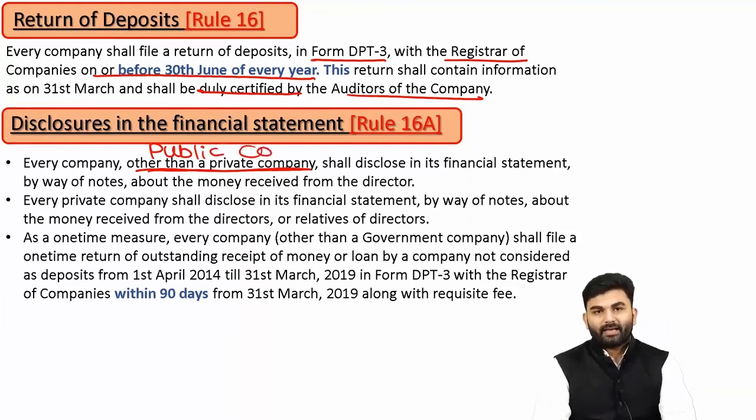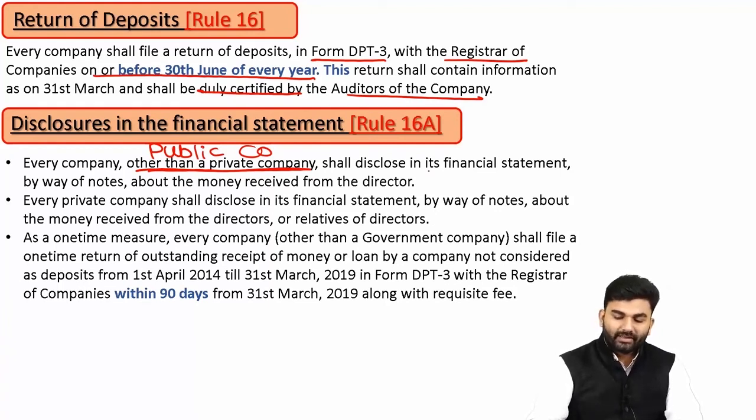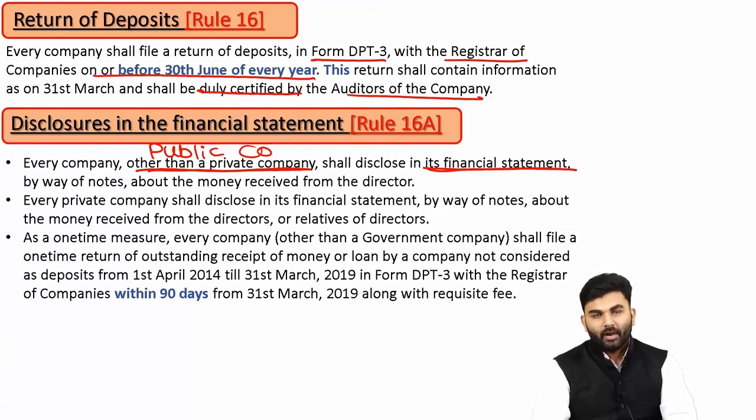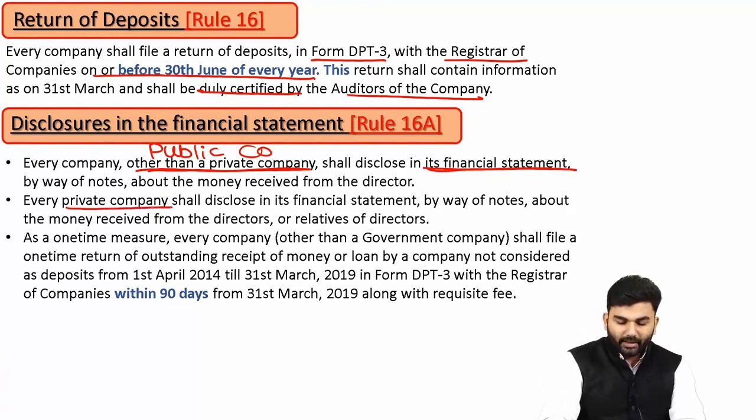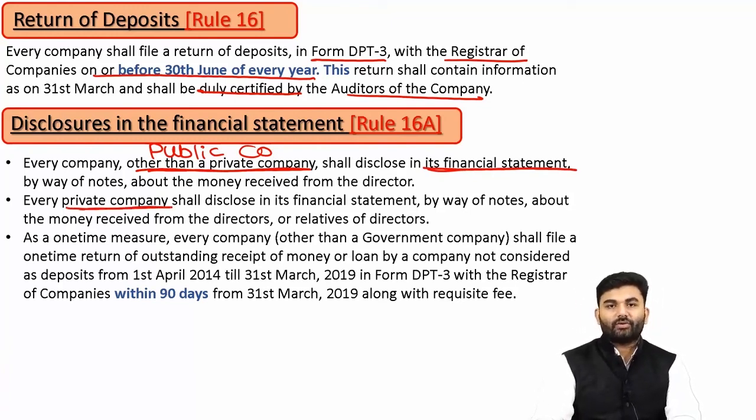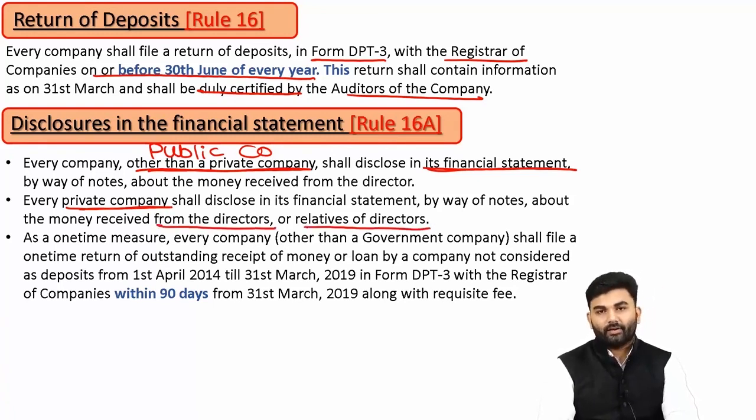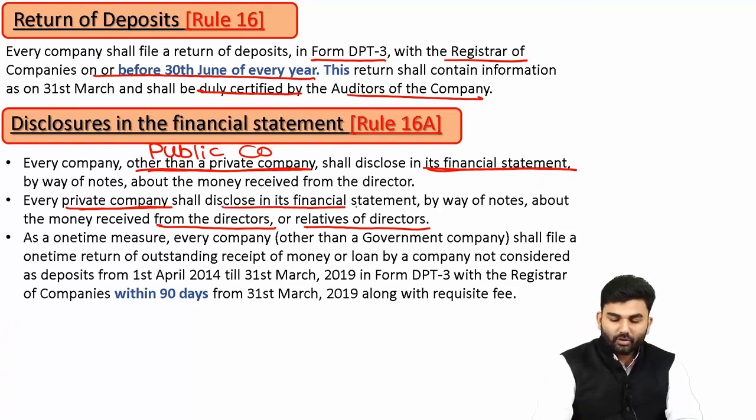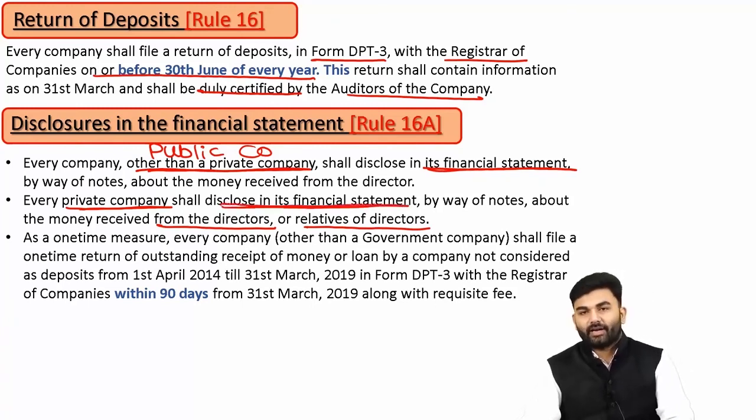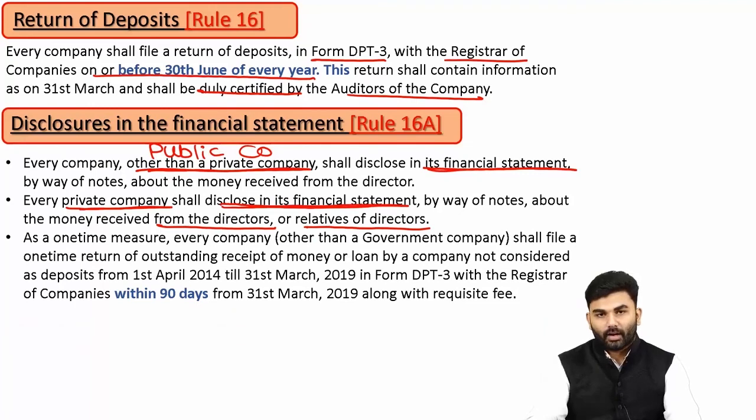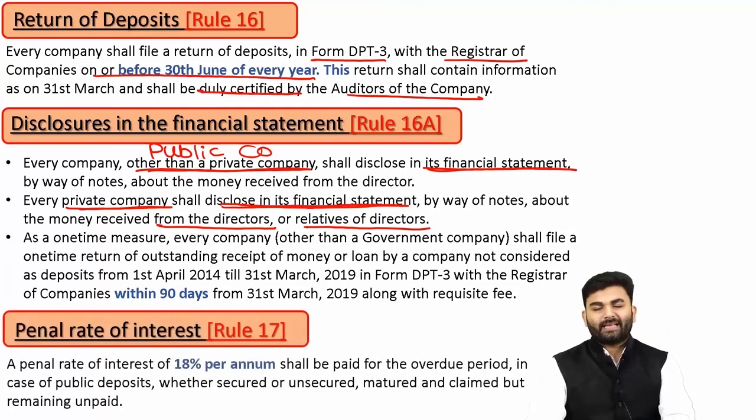and if your company has received some money from the directors by way of deposit, then such things should be disclosed inside the financial statement of the company. However, if you are a private company and your private company has received some money from the directors or the relatives of the directors, then even such things should be disclosed inside the financial statements by way of notes to accounts.